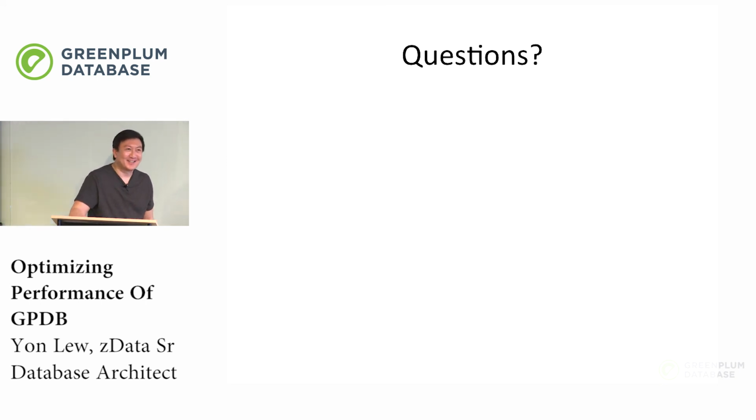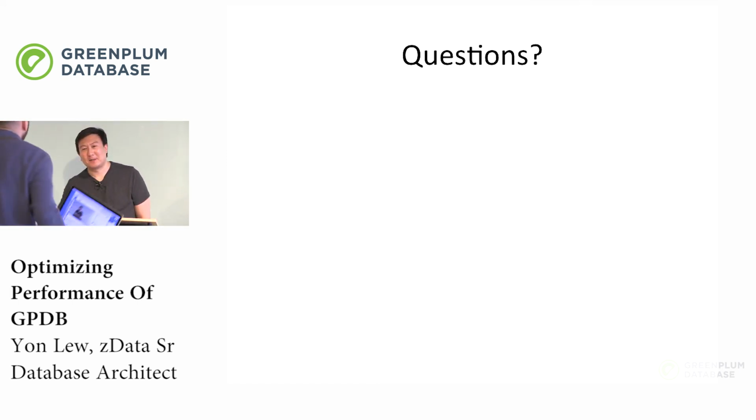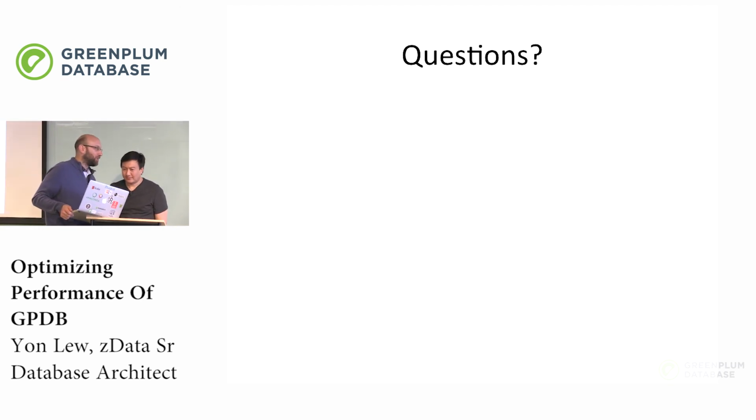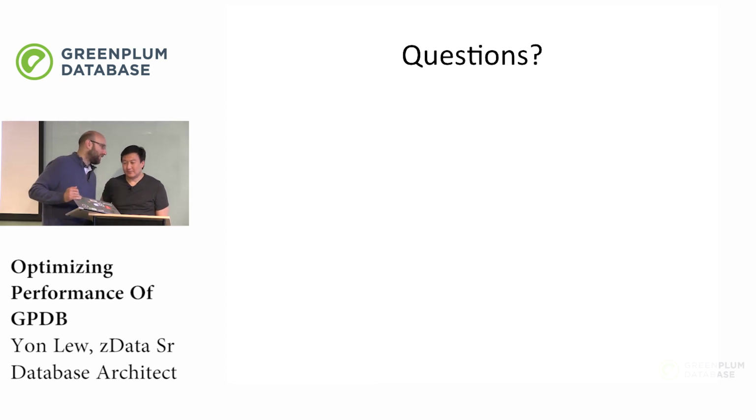I'm not sure. The question was, can you still change between the old and the new optimizer in Greenplum 5? And the answer is yes, you can still change it. The default will be the new optimizer, but the old optimizer is still available, so you can pick and choose.